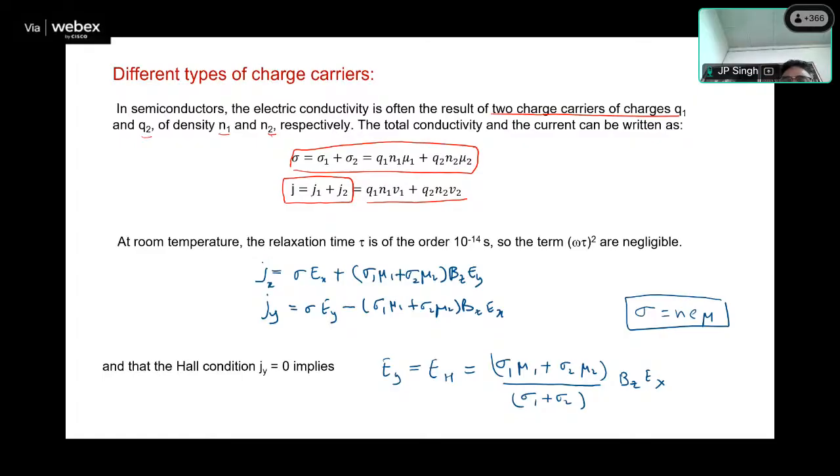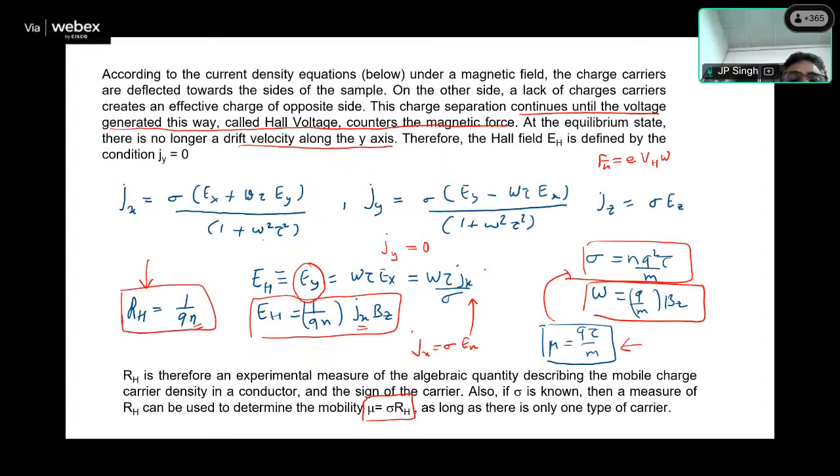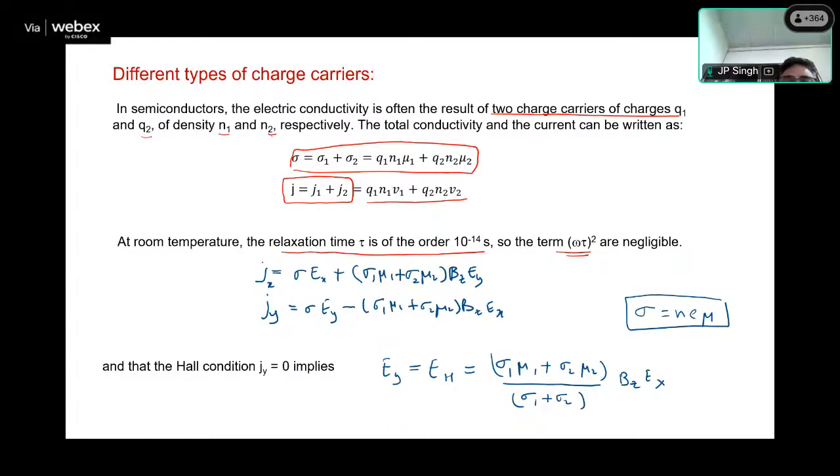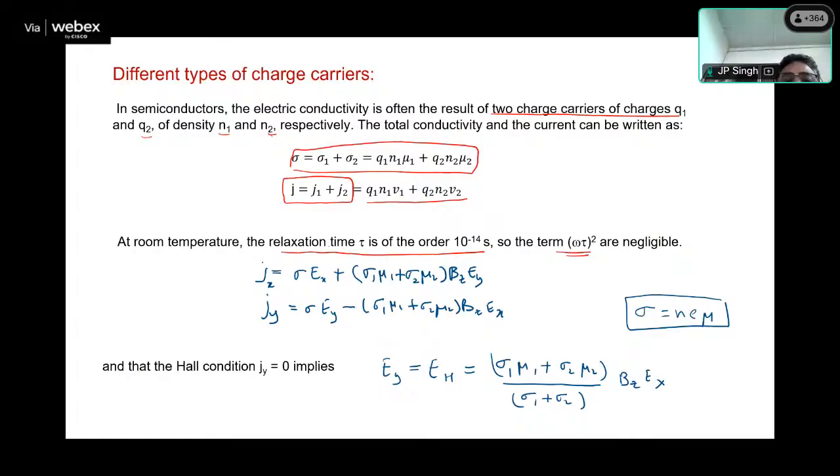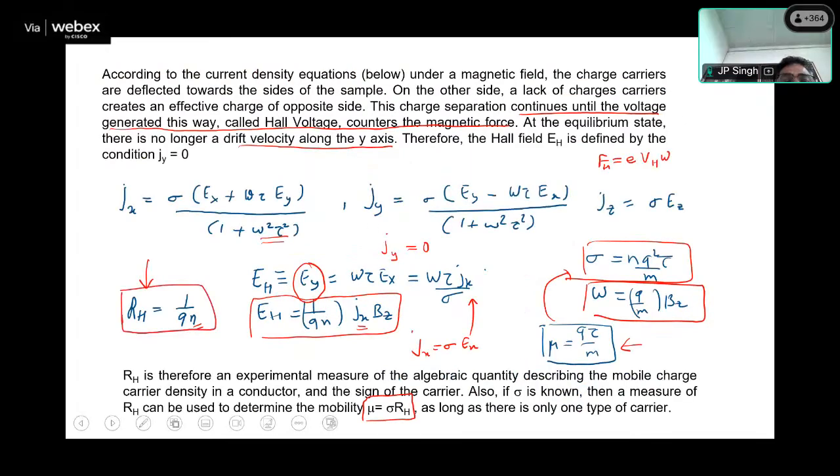See, at room temperature in a semiconductor, the relaxation time is small, or I can say that the omega squared tau squared term is small. I can just use that. Then I can write down Jx and Jy. Again, I can rewrite these equations in this form. This is the same equation, this equation for Jx and Jy.